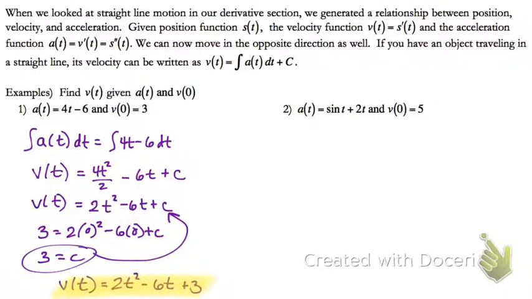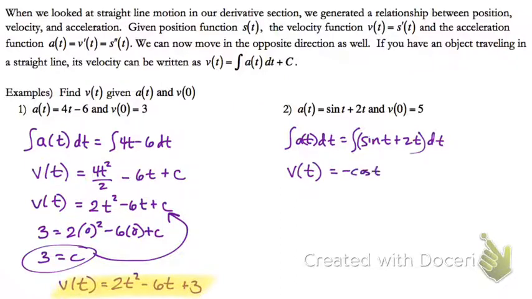On example 2, if we integrate a of t dt, and we integrate sine of t plus 2t dt, we get that the integral of a of t is v of t. The integral of sine t is negative cosine t. And the integral of 2t is 2t squared over 2. I hope it's okay with you guys now that we're a little bit more into integrals if we start to simplify these things immediately. So if I integrate this, it's 2t squared over 2, which would simplify to just t squared plus c.